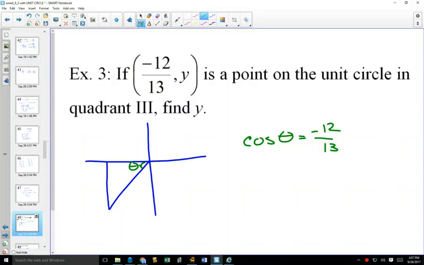So I know that cos is adjacent over hypotenuse. If I was labeling lengths of this triangle, this would be 12 and this would be 13. It's not bad if you add the negative there, but you can just label them with positive values if you like.